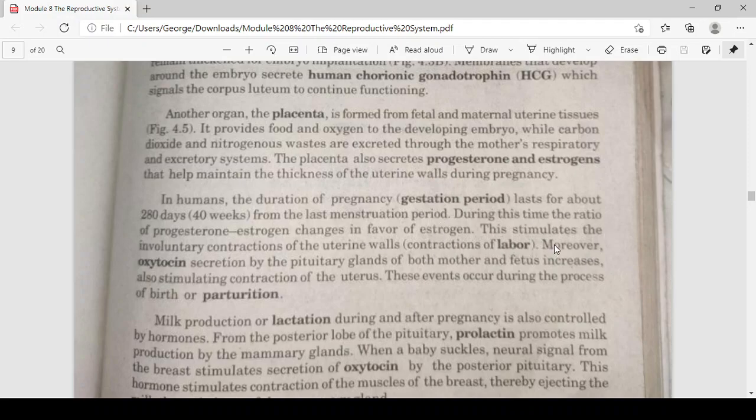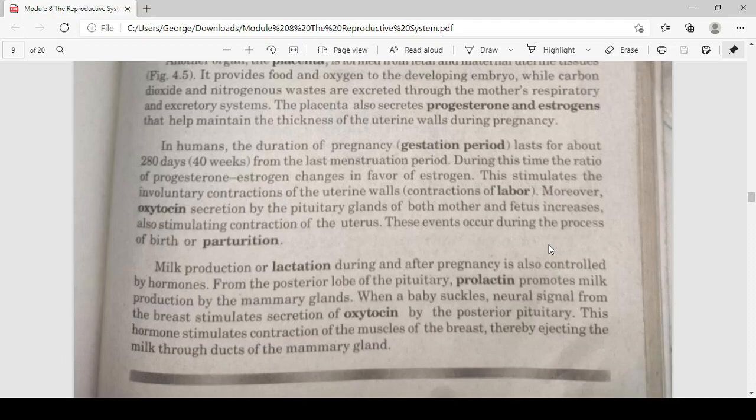This stimulates the involuntary contractions of your uterine walls, contractions of labor. Moreover, oxytocin secretions by the pituitary glands of both mother and fetus increase, also stimulating the contraction of the uterus. These events occur during the process of birth or your parturition. Milk production or lactation, kids, occurs during pregnancy and is also controlled by your hormones. Again, hormones ang ga-control.